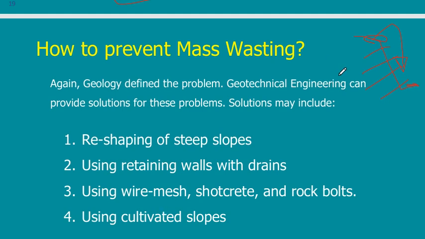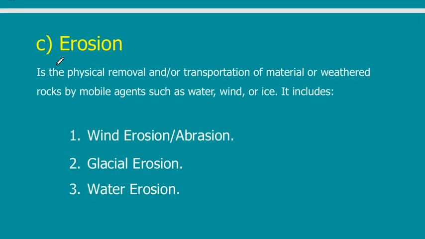Using cultivated slope, just putting some kind of cultivation on the slope so that the roots would fix the topsoil and prevent it from falling down. So this is what is called mass wasting. The last thing is called erosion.